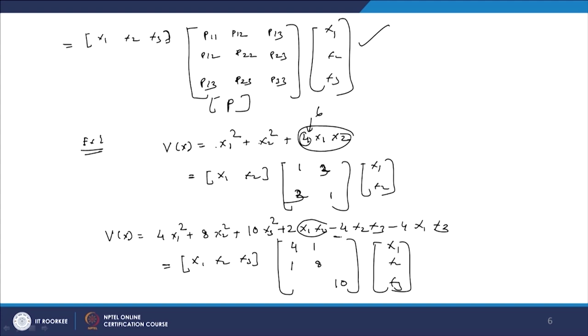Then about this 4 x2 x3, divide by 2, we will get minus 2 and minus 2. So we can write down here minus 2, and about this x1 x3 we can write down again minus 4 divided by 2, minus 2 and minus 2. So here minus 2 and minus 2, and now this is the P matrix, and this is a complete quadratic function. Now, here one problem is there, this P has come.